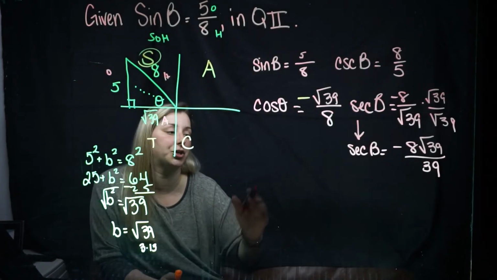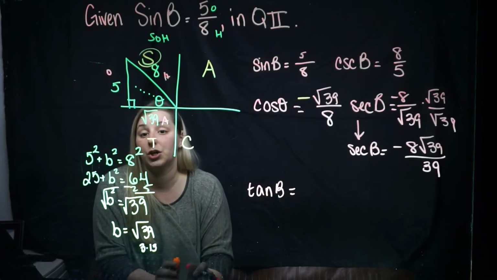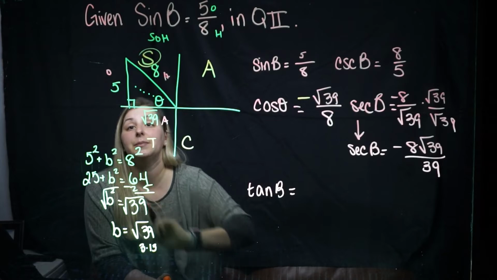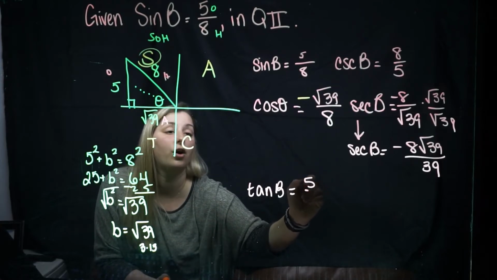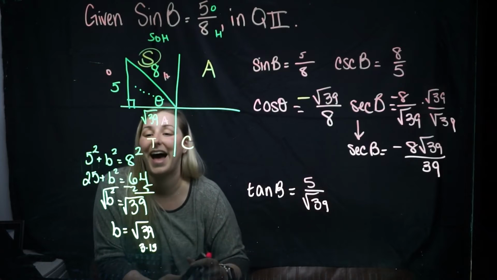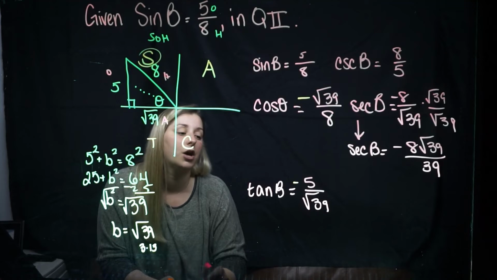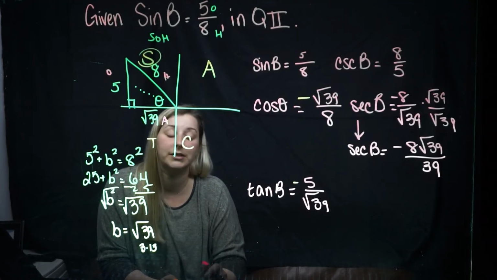The next trig function would be our tangent. So setting up tan of B, that's TOA, so opposite over adjacent. The opposite piece here is 5 over the adjacent piece, which is rad 39. And once again, remember, it has to be negative in that quadrant because only sine and its reciprocal are positive. We do have to rationalize that piece one more time over here.